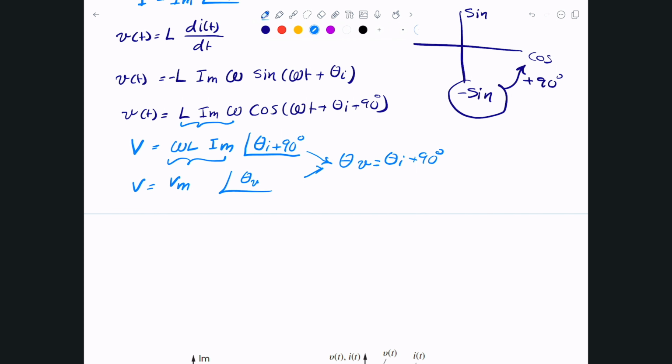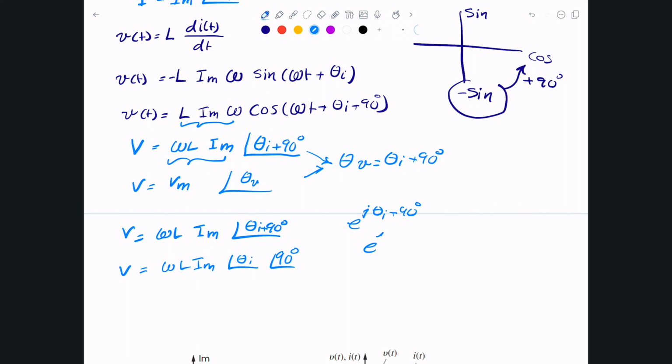So what I'll do is a little bit more algebra on the original one in here. V equals omega L I_M, and this one here is theta I plus 90 degrees. I just rewrote them because I'll do a little bit of algebra. So this is V, omega L times I_M, and this is technically theta I times the angle, which is 90 degrees. Because remember, this is e to the j of theta I plus 90 degrees, so I can just write it e^(j theta I) and e^(j 90 degrees). That's basically what I've done in here.